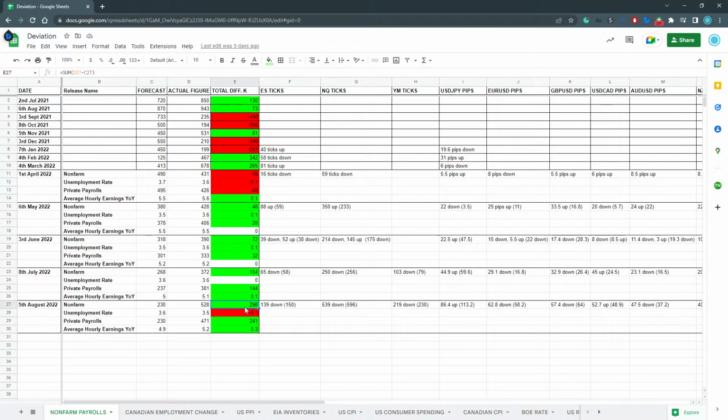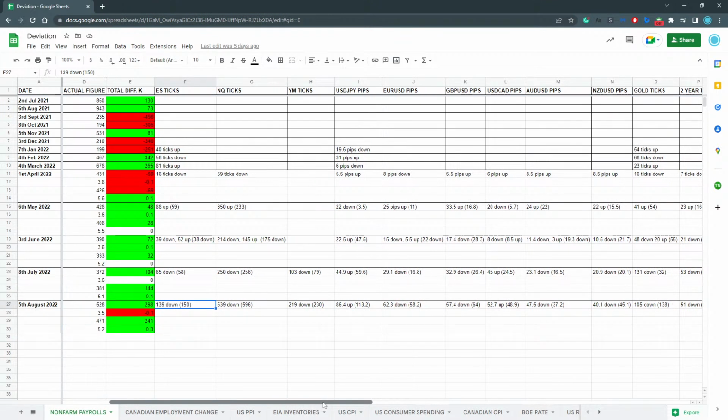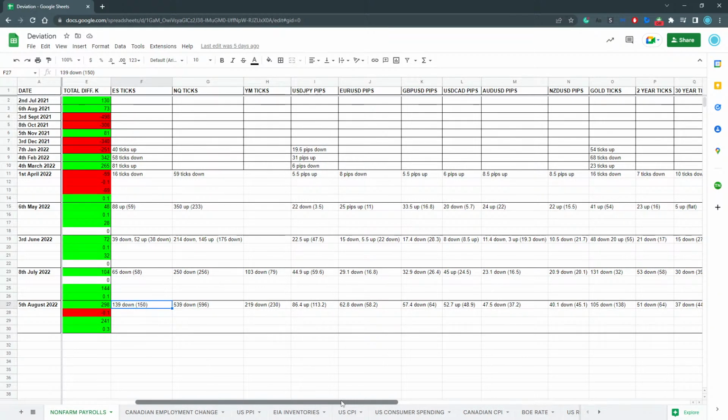With a much better than expected data, we'd seen 139 ticks down on the S&P, 539 ticks down on the Nasdaq, and on the Dow about 219 ticks down. Dollar yen had seen about 86.5 pips up off the back of that data. So it's seen the biggest move.